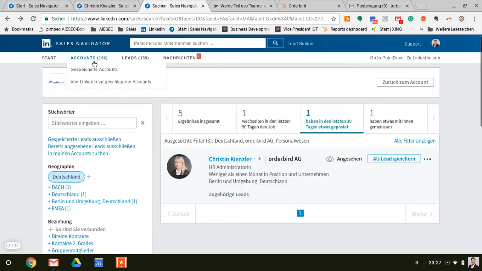You find your accounts, the accounts that fit our perspective and our expectations, and you find the right person to approach. And that's why I use this LinkedIn Sales Navigator.